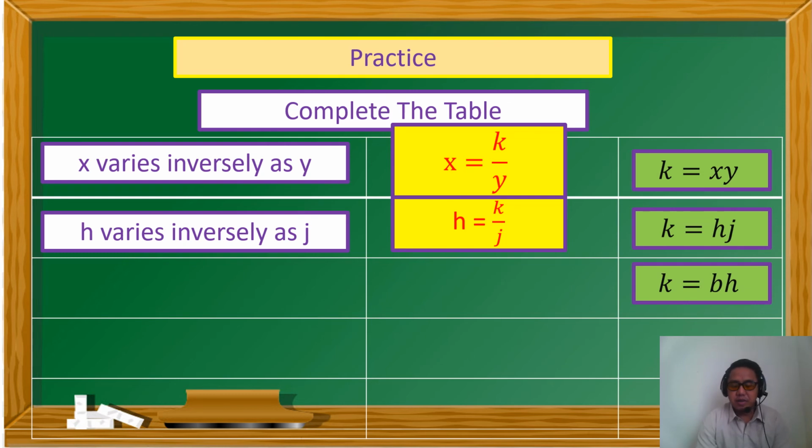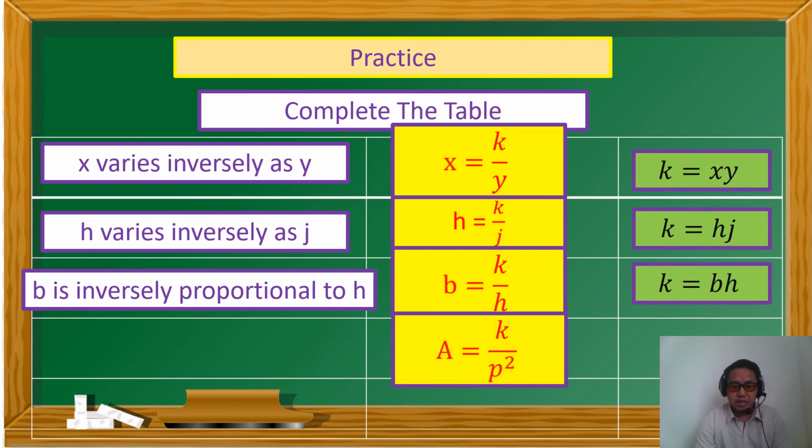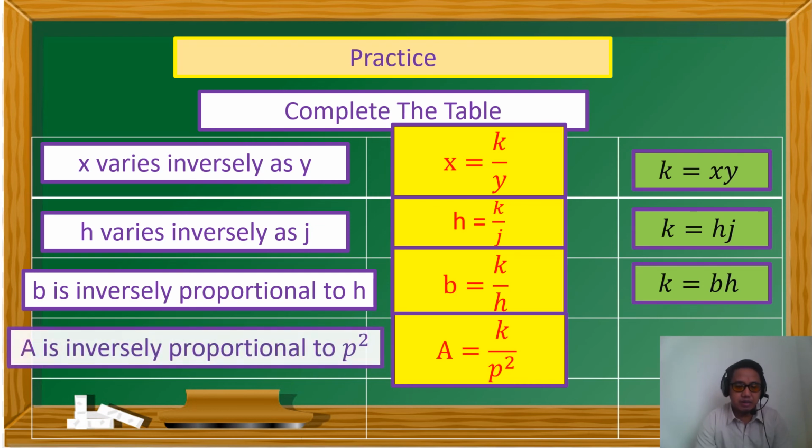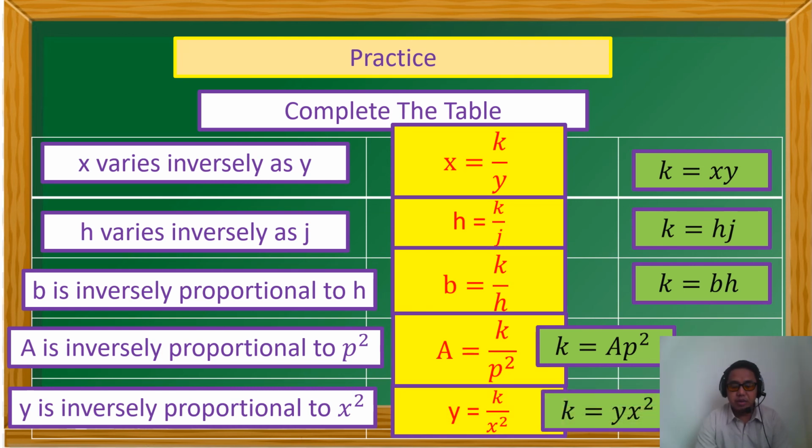Okay? If you have k is equal to bh, or b times h, in sentence, that is b is inversely proportional to h. And then, b is equal to k over h. And then, if you have a is equal to k over p squared, in sentence, that is a is inversely proportional to p squared. And then your k will be equal to a times p squared. The last one will be y is inversely proportional to x squared. That is y is equal to k over x squared. That means k is equal to y times x squared, or x squared times y.